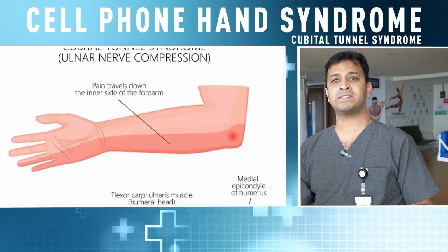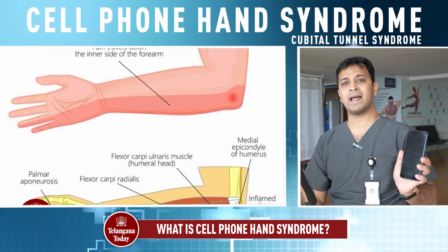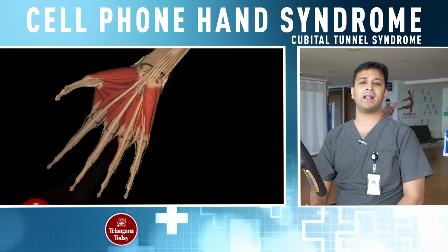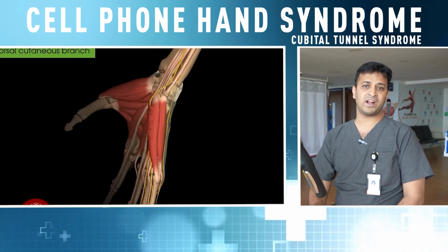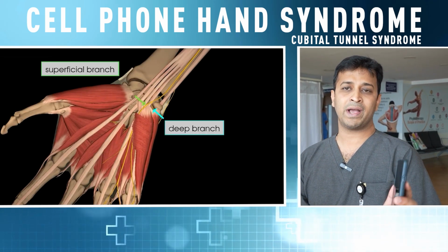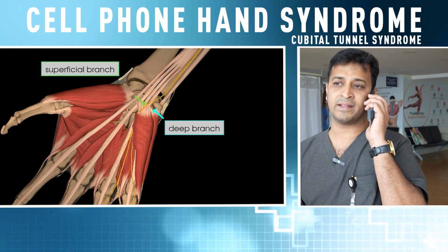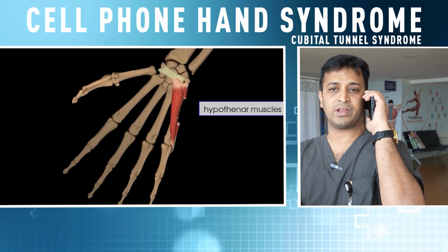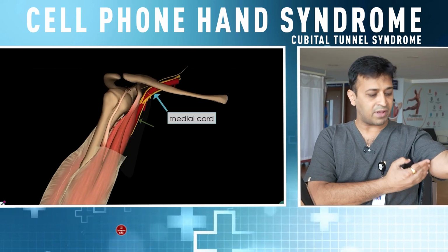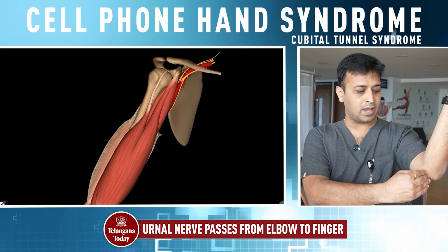What exactly does cell phone hand syndrome mean? Before, we used to call it cubital tunnel syndrome. Nowadays we call it cell phone hand syndrome. What happens is, by using your cell phone a lot, keeping it to your ear, your nerve will be stretched. And here we have a very important nerve called the ulnar nerve.